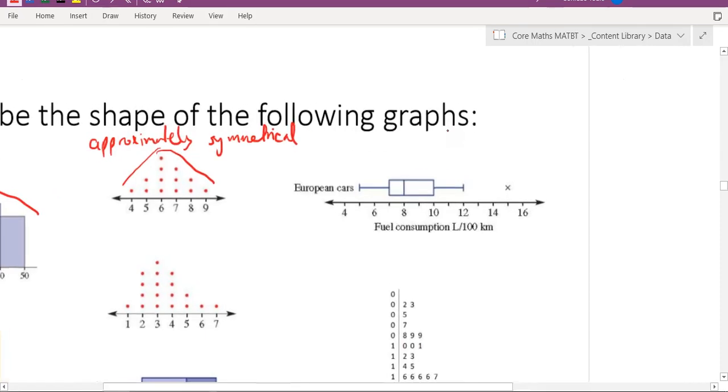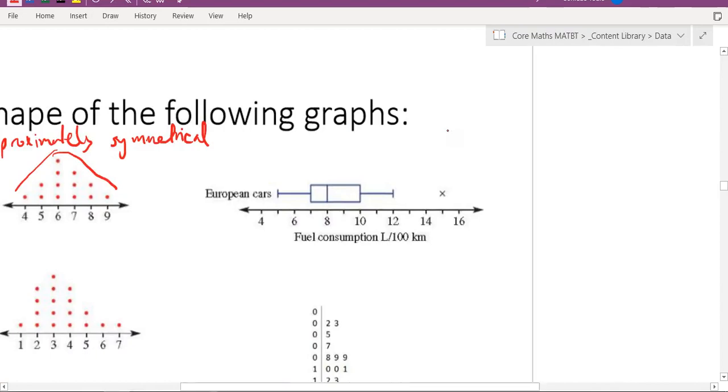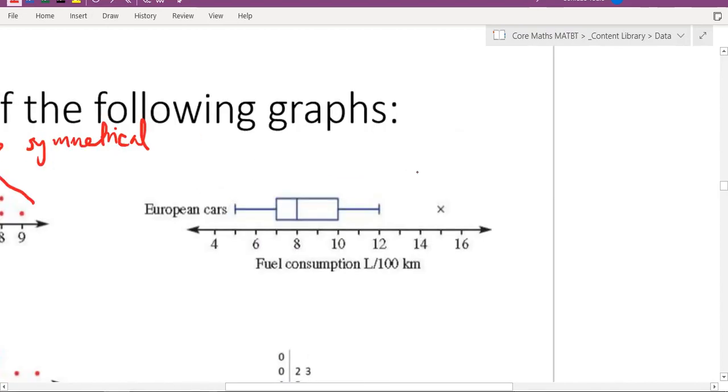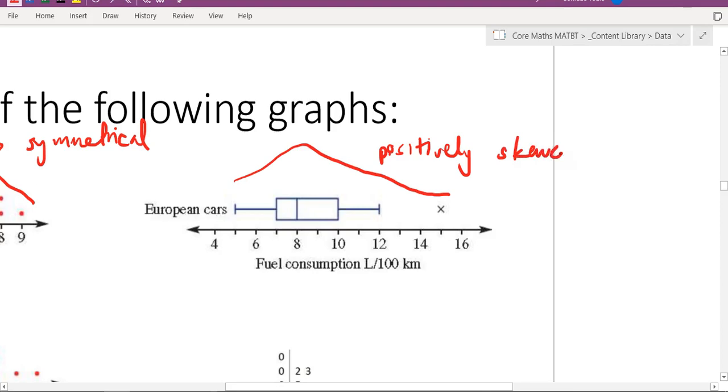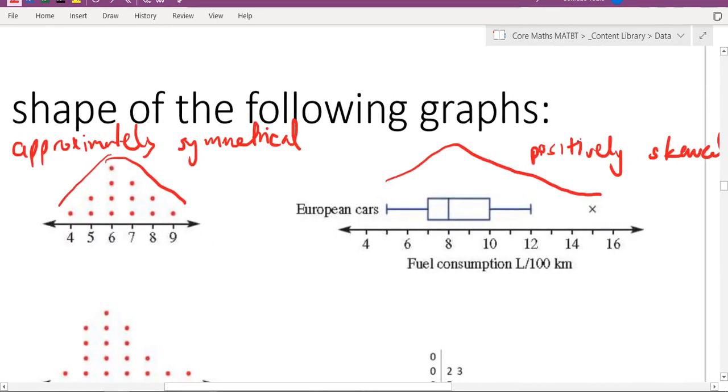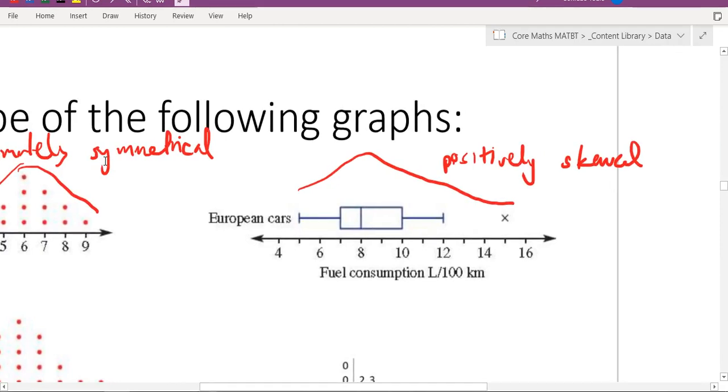Okay, this one here on the European cars, looking at the box plot, I can see there's an outlier there. But if you look at where the median is, it looks like it goes like this. So what would this be? Good. This would be positively skewed. So with the approximately symmetrical, would you just write approximately? Yes, I would write approximately symmetrical. You have to put both, yeah. Okay? You have to. In year 11, if you just wrote symmetrical or approximately separately, it wouldn't be correct.